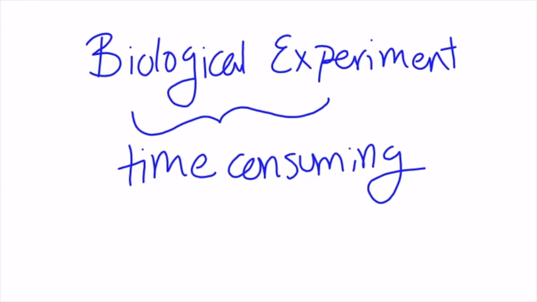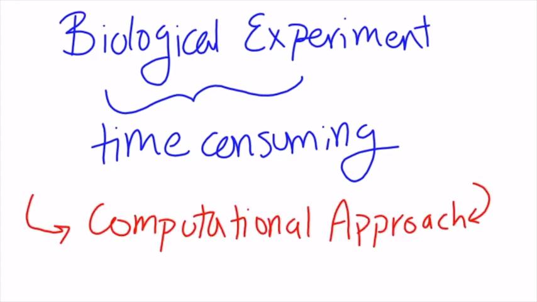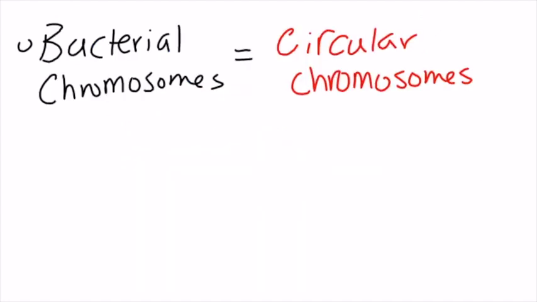However, such existing experimental approaches to the origin of replication prediction are rather time-consuming. As a result, the origin of replication has only been experimentally located in a handful of species. Thus, we would like to design a computational approach to find the origin of replication to save time and money.